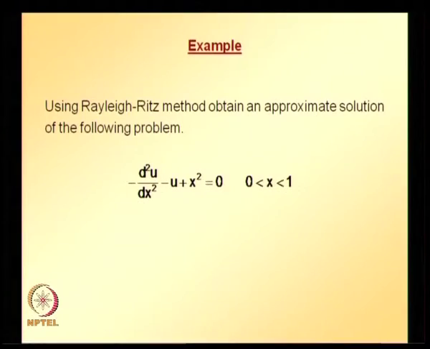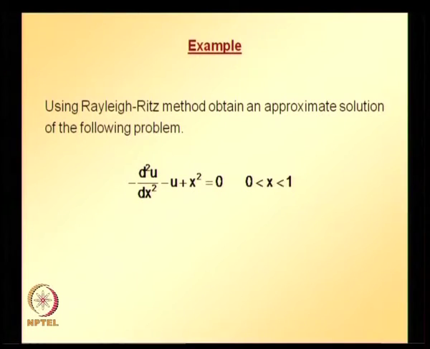So first, to start with, let us take this differential equation or boundary value problem and solve it using the Rayleigh-Ritz method to obtain the approximate solution. If you see the problem statement, it is a second order differential equation, and the domain on which we need to solve is x from 0 to 1, which is also given there.